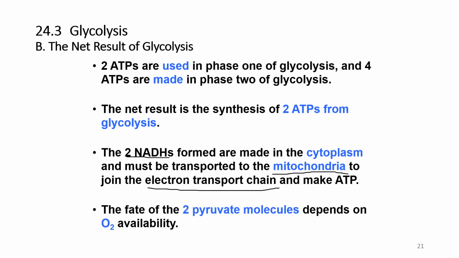The fate of the 2 pyruvate molecules depends upon whether or not O2 is available. And if it is available, that pyruvate will enter the citric acid cycle. If it is not, it will be converted to lactate.